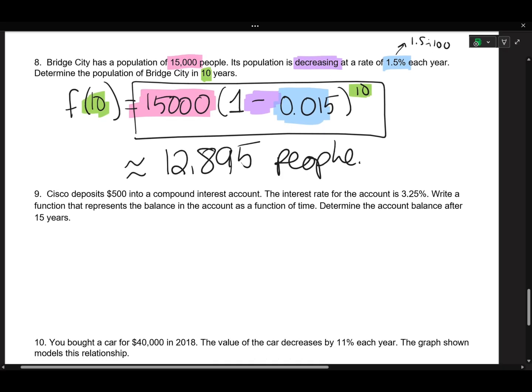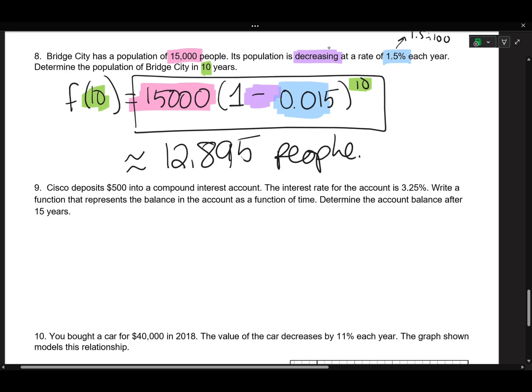Number 9. Cisco deposits $500 into a compound interest account. The interest rate for this account is 3.25%. Let's write a function that represents the balance as a function of time and determine its value after 15 years.